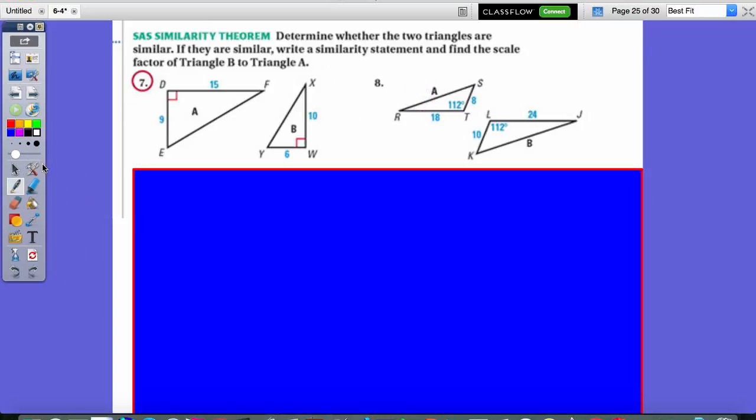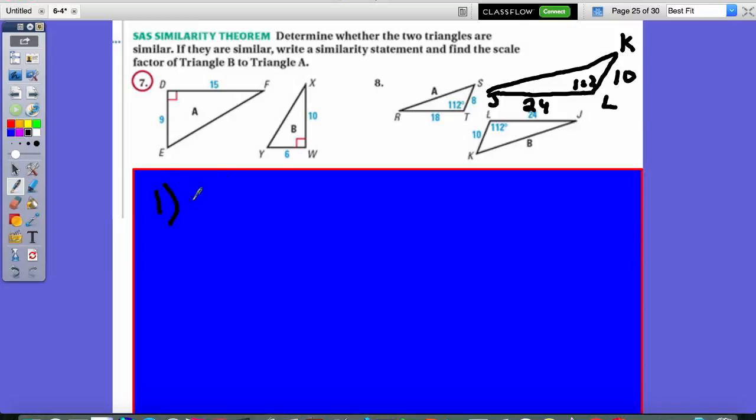So now I'm going to clear my annotations, and I'm going to do the same thing with this triangle here. And I am going to orientate, I'm actually going to orientate the bottom one. I'm going to reorientate that. So that is L is going to be the 112-degree angle. The shorter side is going to be LK with a length of 10. And the longer side is going to be LJ with a length of 24.